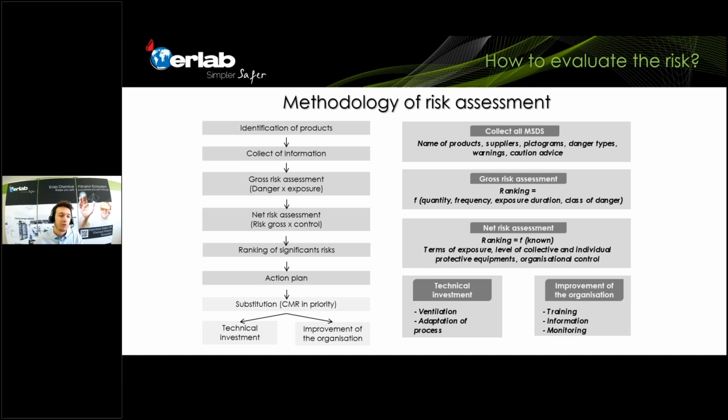So on the left part of the presentation, you see identification of products. That's the first thing. You take the exposure limit values of the products, you take the safety data sheet, and you identify the different chemical products that you have in the lab. So you collect information in general. When you've collected all the information that you have in the lab, you do a gross risk assessment. A gross risk assessment is making a list of all the different risks that you're exposed to.